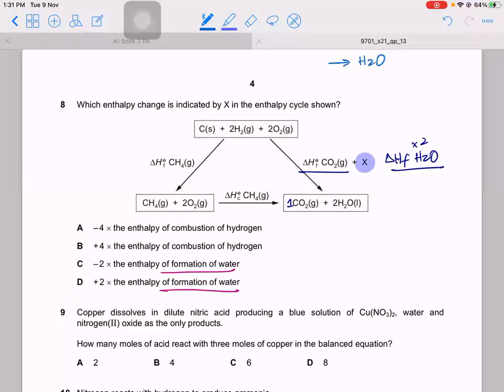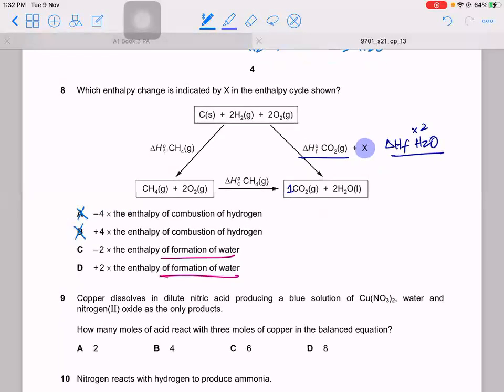Because combustion of hydrogen is the same thing as formation of water. But right here, it is not 4 times the combustion of hydrogen. It should be 2 times the combustion of hydrogen because you have 2 moles. So if you were to call this combustion, this would be combustion of 2 moles, not 4 moles. Can't be B again because 4 moles the combustion of hydrogen. It's not 4 moles. It is 2 moles.